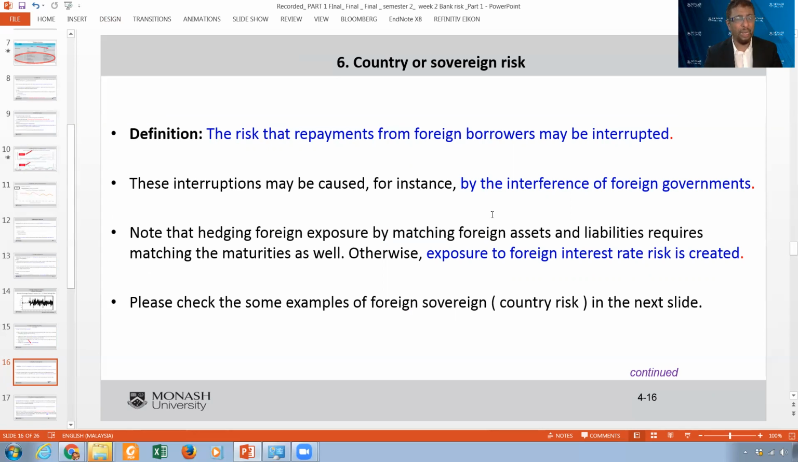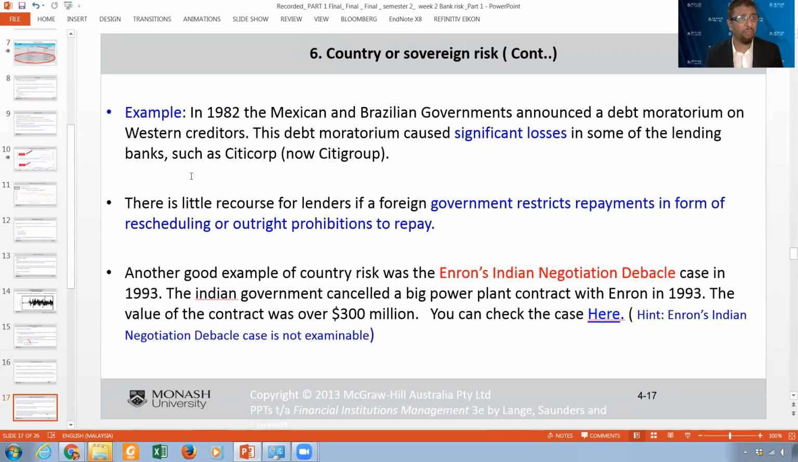So it actually happens because of foreign government actions, which they take either, as I told you, for economic purposes or for political reasons. So we sometimes call it country risk. You can call it sovereign risk, or you can call it political risk. There are some examples here.